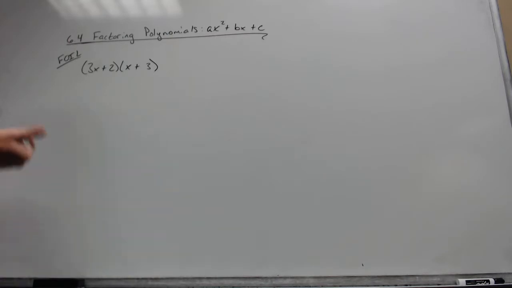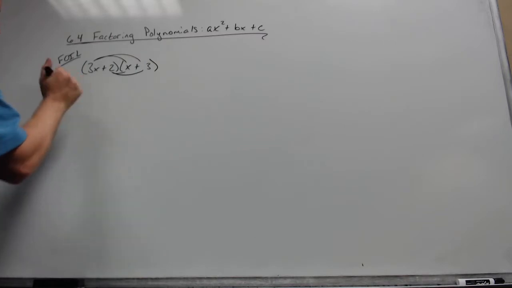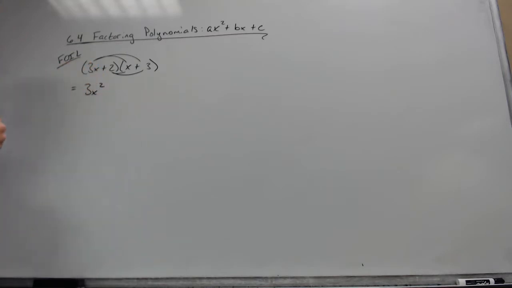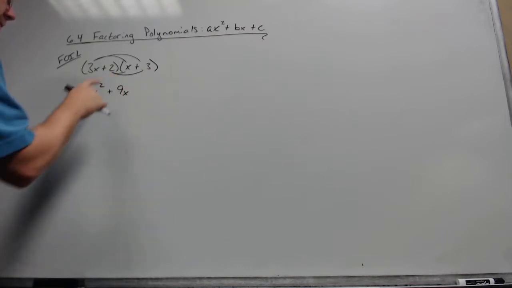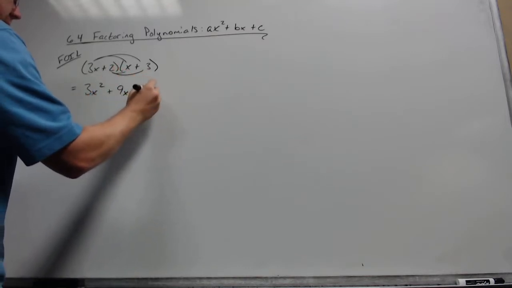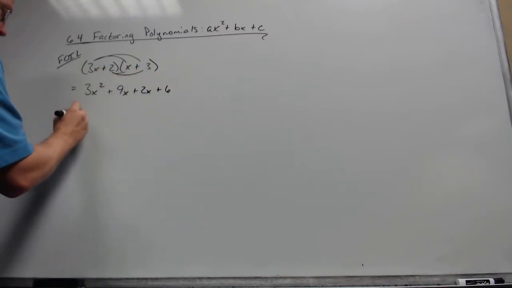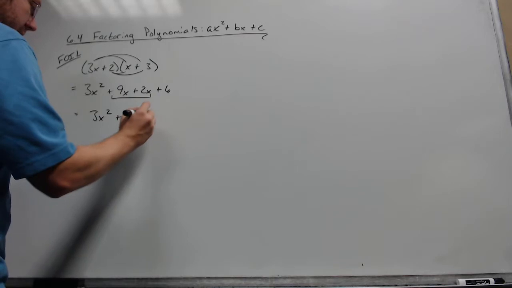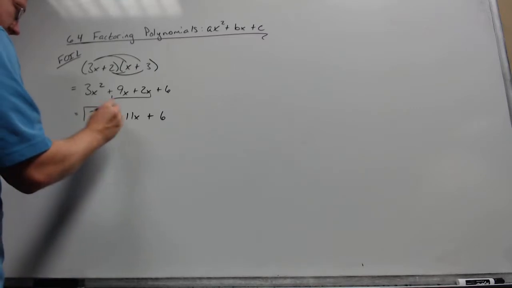So again, this should be a quick recap of FOILing. Distribute the 3x, distribute the 2. Okay, 3x times x, 3x squared. 3x times 3, that's a positive 9x. 2 times x, positive 2x. And 2 times 3, positive 6. And combine our middle two pieces, and we have 3x squared plus 11x plus 6. Okay, so not a problem at all to FOIL that out.